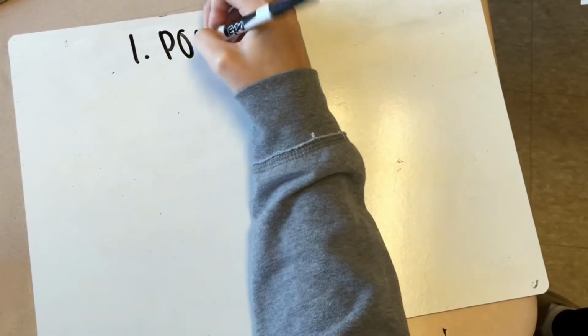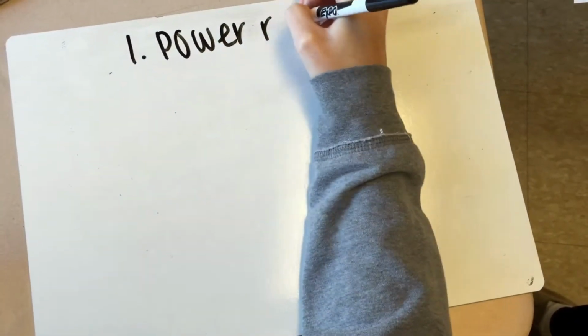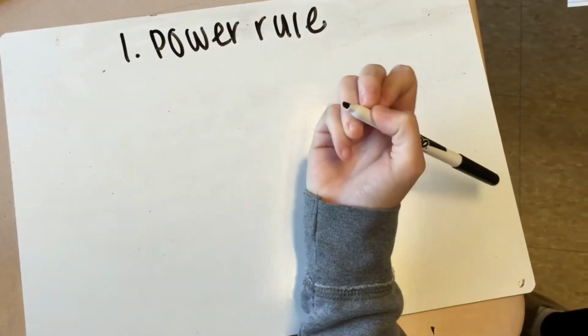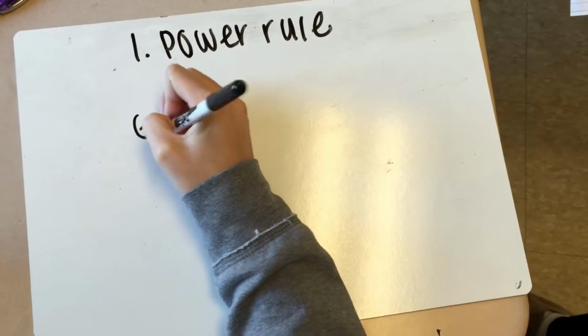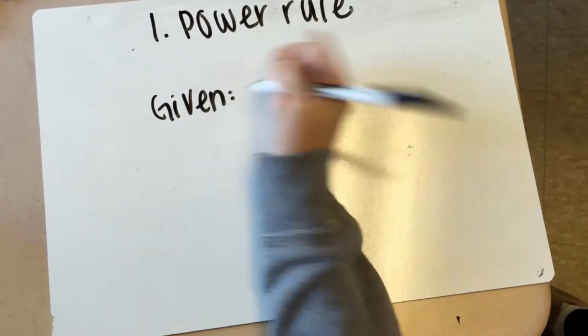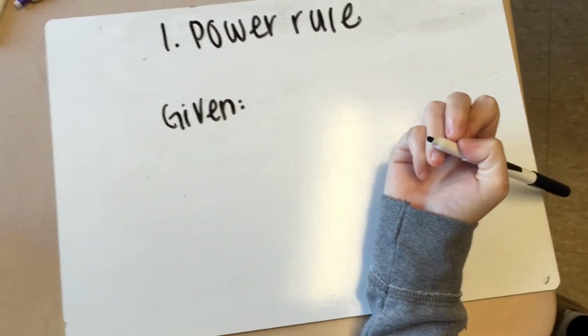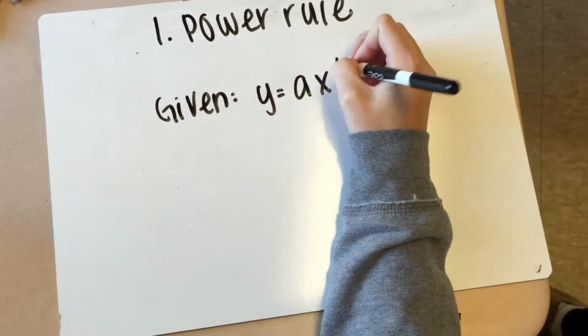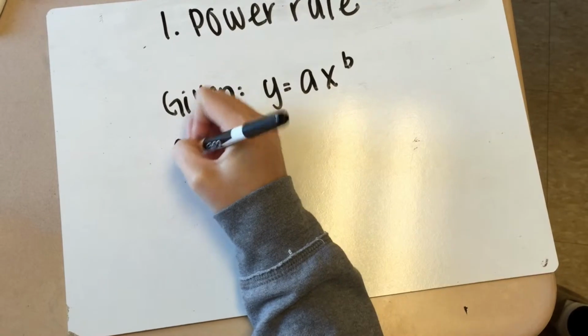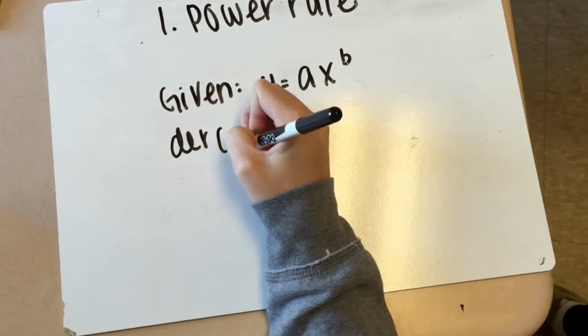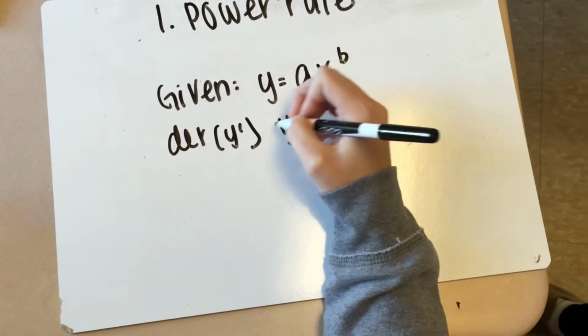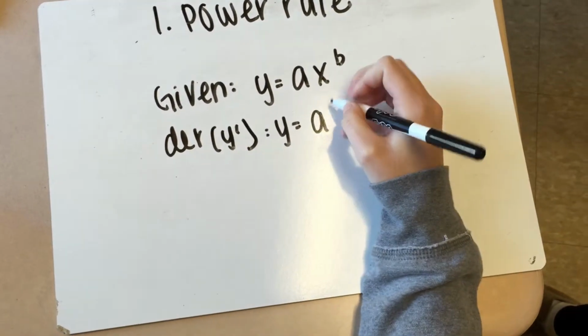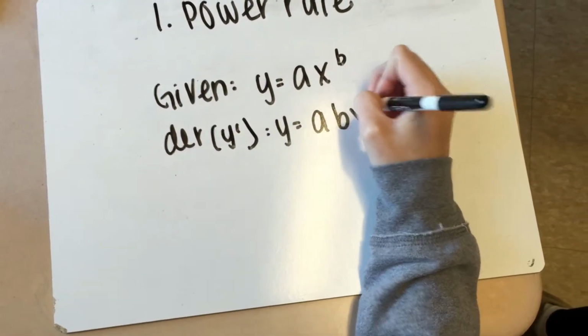The first one is the power rule. You're given y equals ax to the b power. Its derivative, or y prime, is abx to the b minus 1 power.